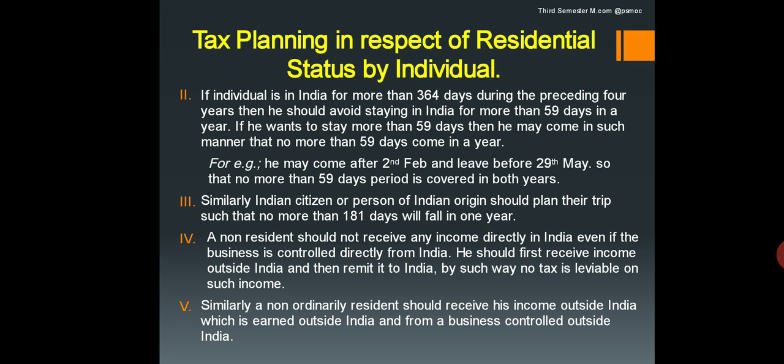So in the first financial year, he came to India on February 2nd, and February and March fall in the first financial year, and then in April the next financial year starts. So in one financial year, he will be in India only for 59 days. Okay, he can plan his visit like that. So it is the planning to reduce his tax liability in case of residential status.